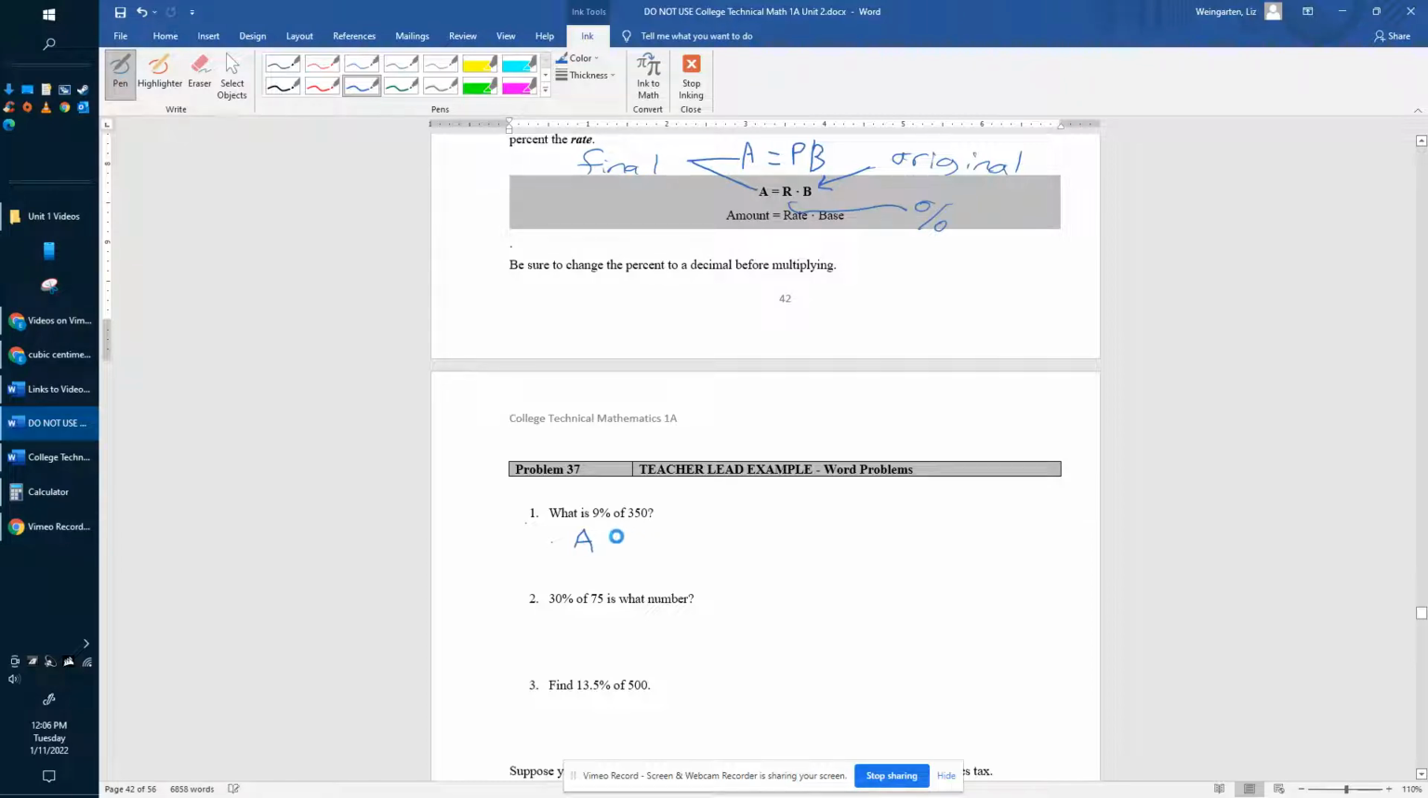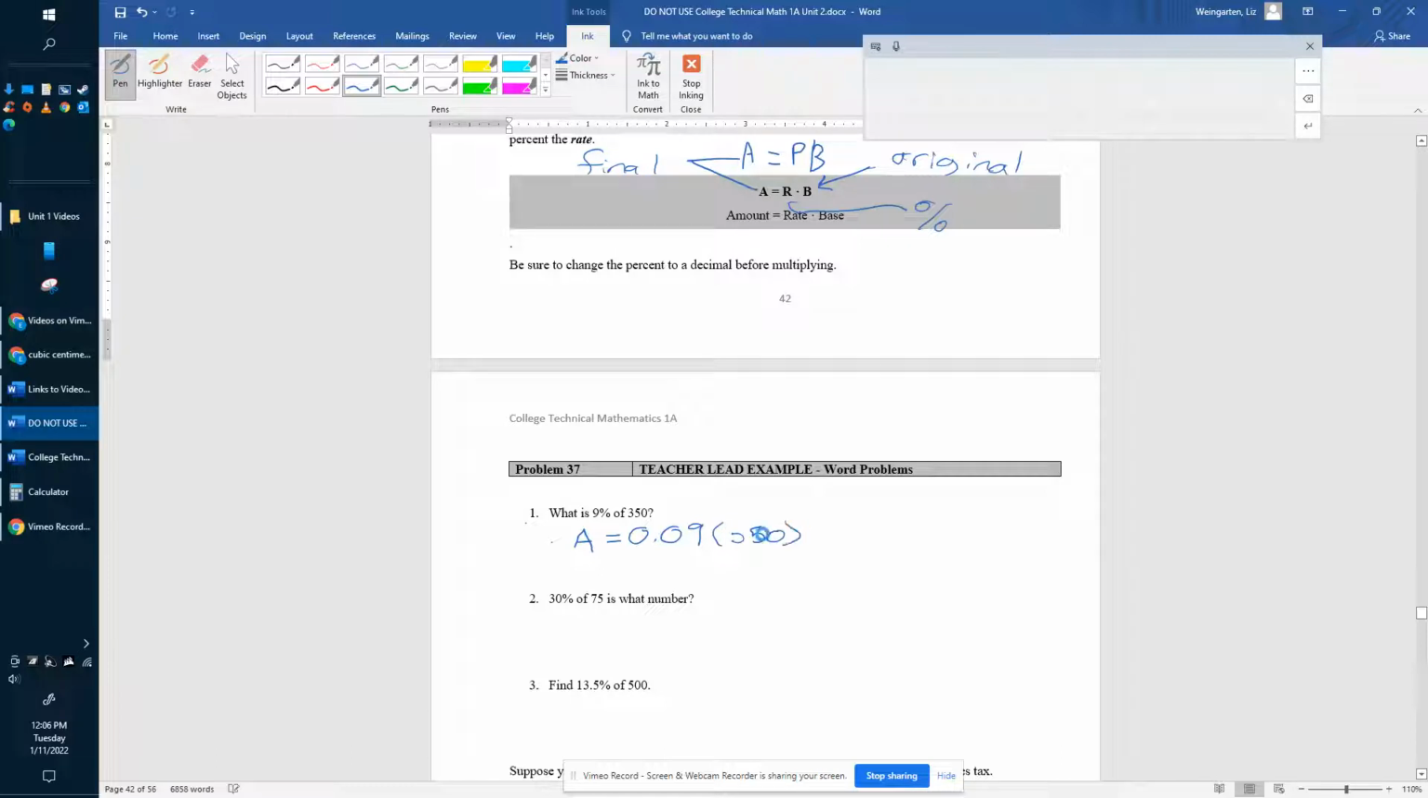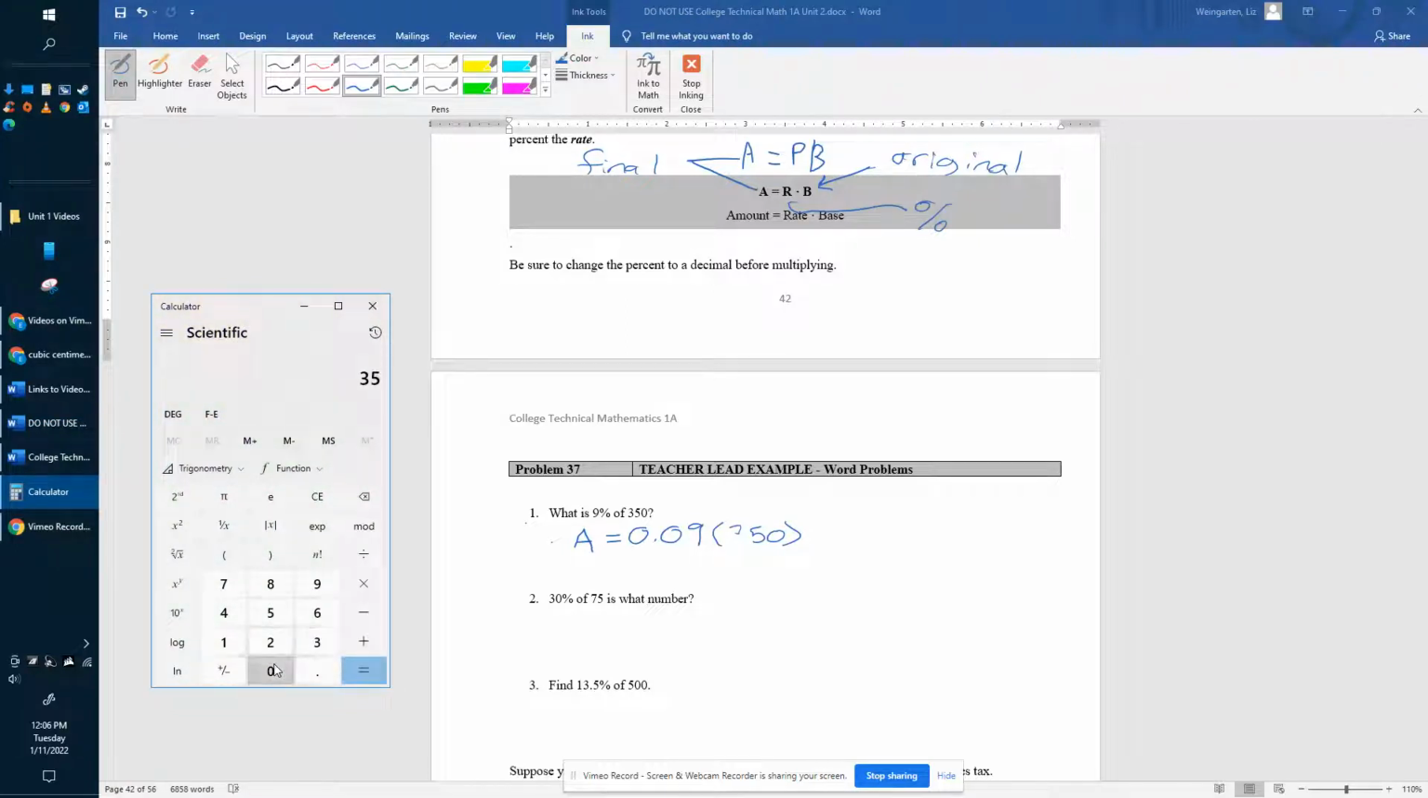So A equals 9%. And now remember, when we are doing these problems, we have to write our percent as a decimal. Do not keep your percent or you're going to end up with a larger number for your amount than you do for your base. And we're only looking for a fraction of it. We're only looking for 9%. So convert that into a decimal times base, which is 350. So let's see what that is in our calculator. It's 31.5.